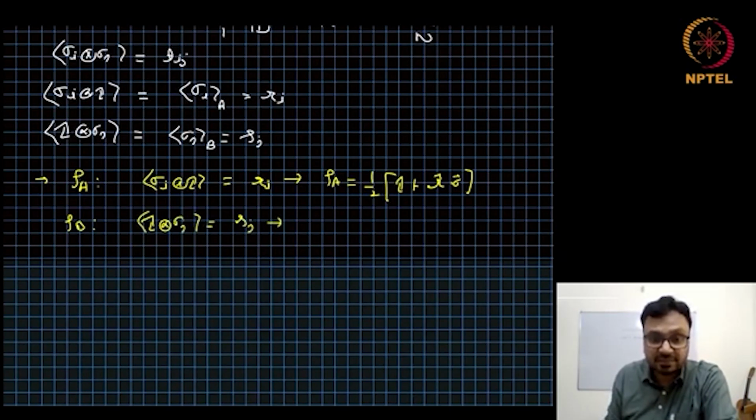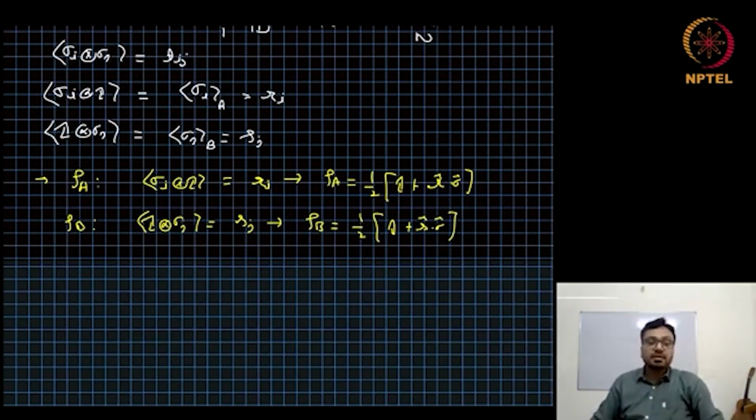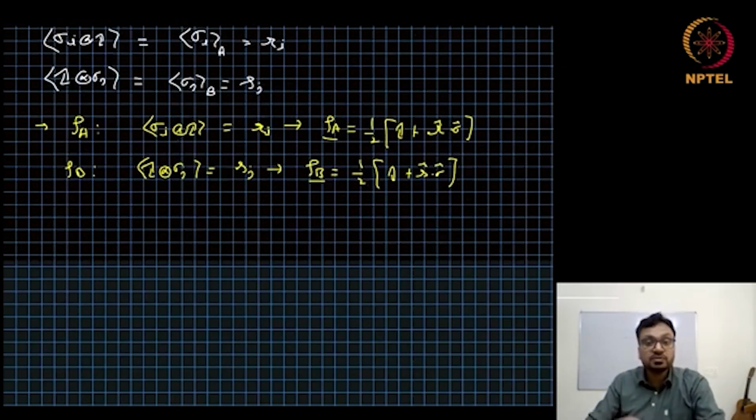This will be ρ_B equals half times identity plus S dot sigma. So in that way, we can find the density matrices of the independent subsystems A and B. These two density matrices cannot give you the state of the total system, because you need joint measurement.